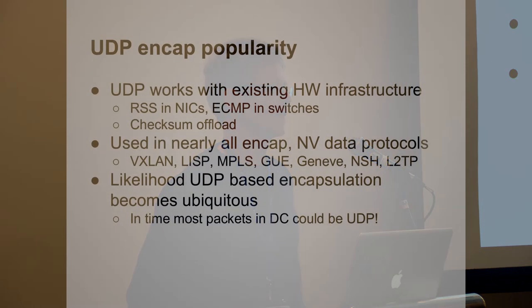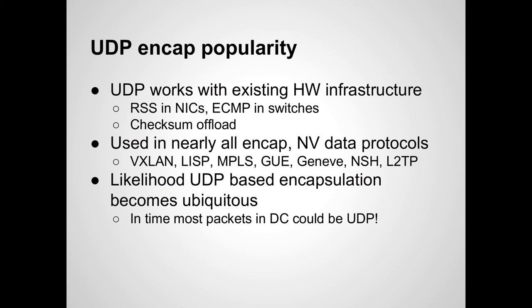So why UDP? It turns out UDP is very common already, and a lot of hardware supports it. In particular, we can get common offloads with UDP. It's also used, or going to be used, in nearly all the new network virtualization encapsulations. There are several now being proposed at IETF, and pretty much all of them are UDP-based. It seems fairly likely that UDP will become very prevalent in the data center. The reasons for that are that it's utterly simple, it does its job, and it gives us a lot of value in terms of legacy hardware.